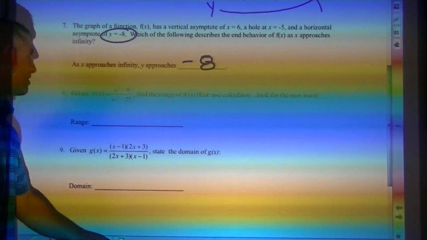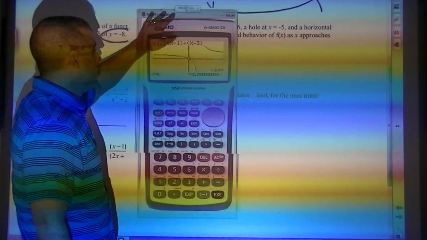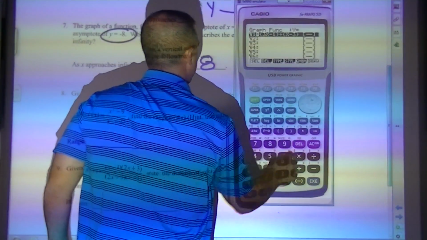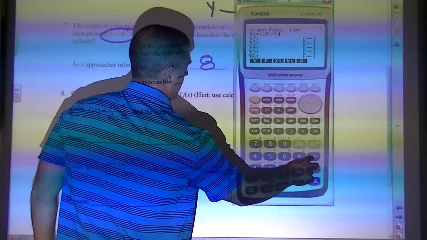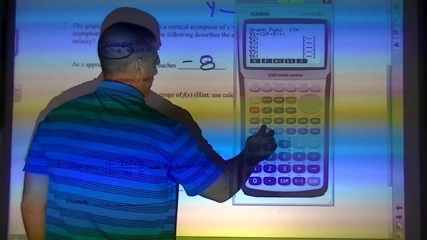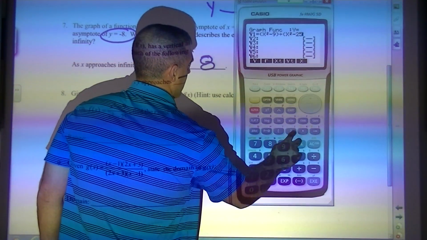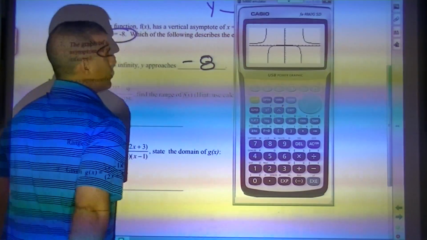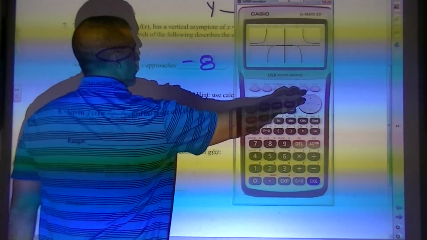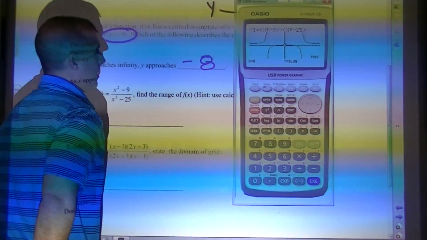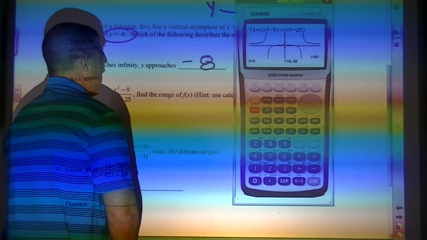Hint, use the calculator. So what I should do is graph this: x squared minus 9 divided by x squared minus 25. Here's what they want you to do on that. It's a crazy looking graph. What you want to do is G solve, max, and just write that down for a second.